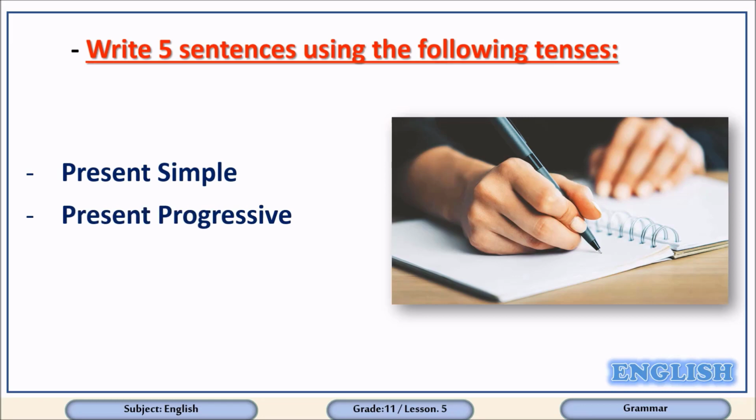Dear students, at the end of our lesson, I want you to write 5 sentences using the 3 different tenses. Write 5 sentences in the present simple, the present progressive, and 5 sentences using the present perfect simple.